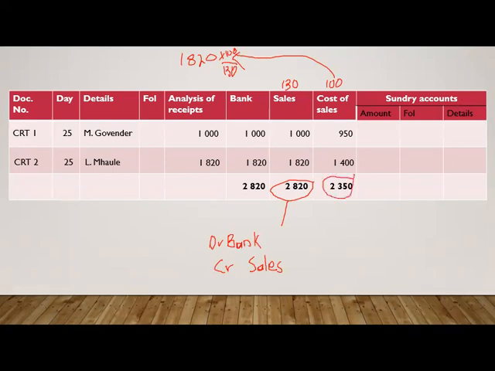So this 2,350, I am going to record it on the debit side of cost of sales, and then record it on the credit side of trading stock because I'm losing my stock, okay? I will record it on the debit side of cost of sales. Remember, cost of sales increases whenever we sell. So I will record it on the debit side of cost of sales.